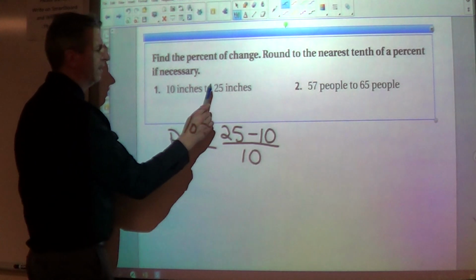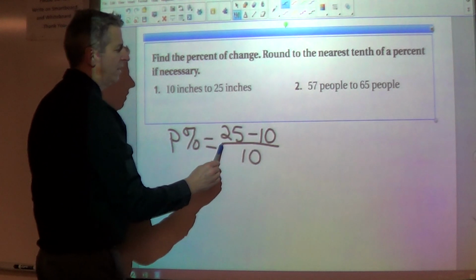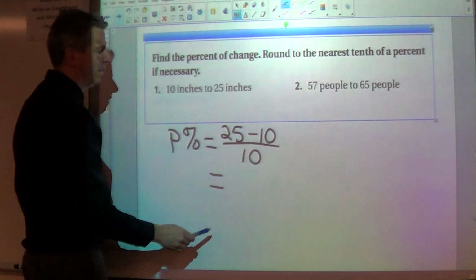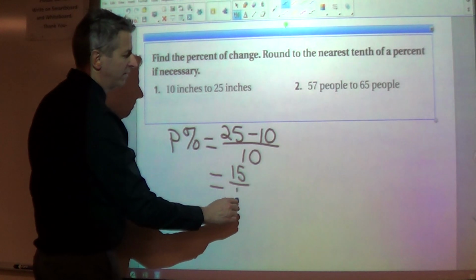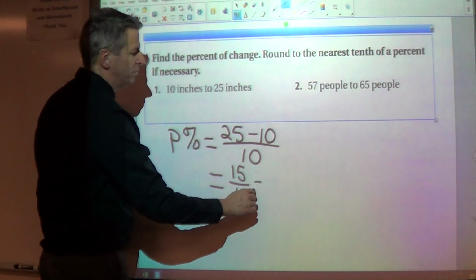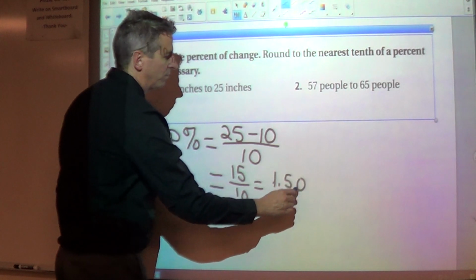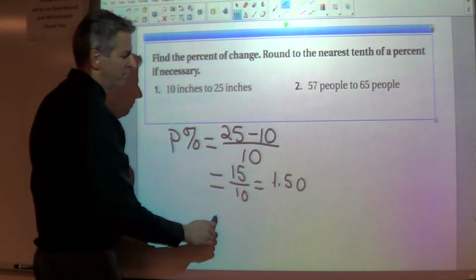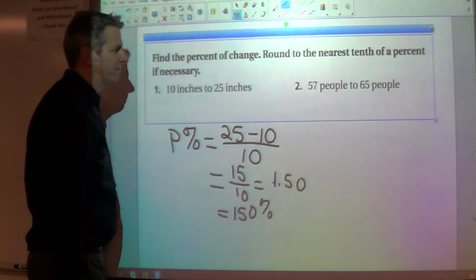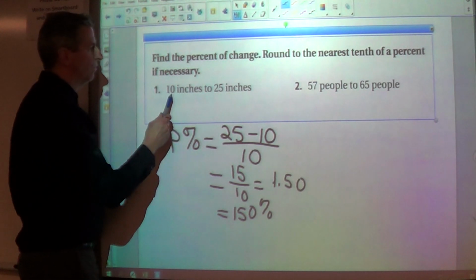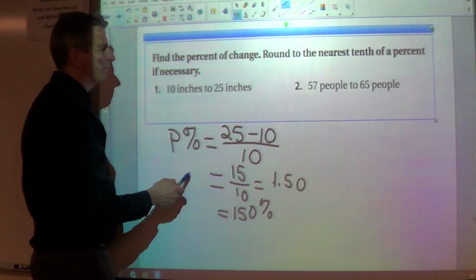Again, we're looking at a percent increase, so the new amount minus the original amount, and that's going to be divided by 10. Okay? So if we subtract now, that's 15 over 10, and that is equal to 1.5, which is equal to 150%. So from 10 inches to 25 inches is a 150% increase.